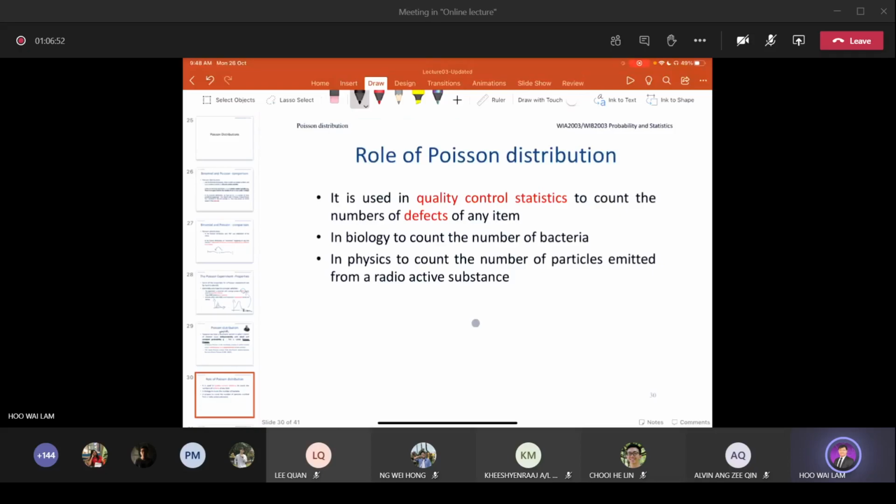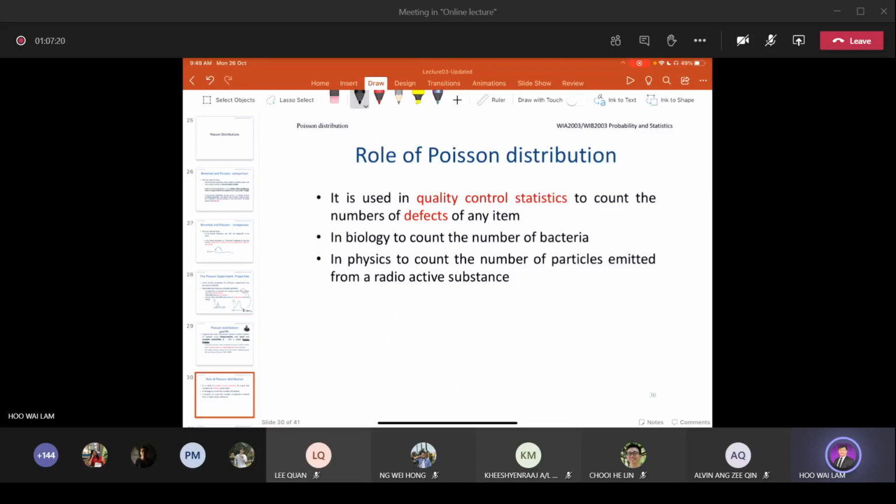So over here, uses of the Poisson distribution. The examples given here are actually quite general. It's used in quality control settings to count the number of defects of any item. We are actually expecting defects on a conveyor belt line in the factory, but we also consider this one as a rare event because why?